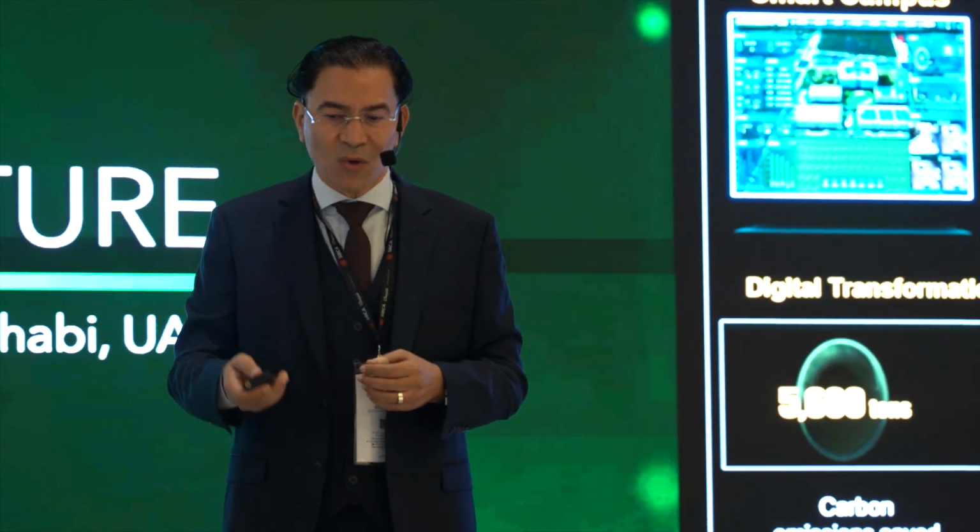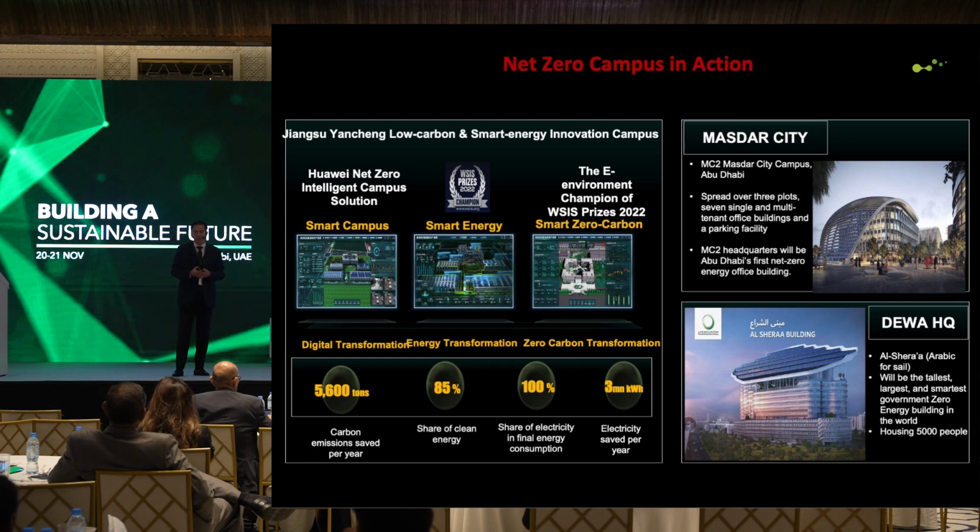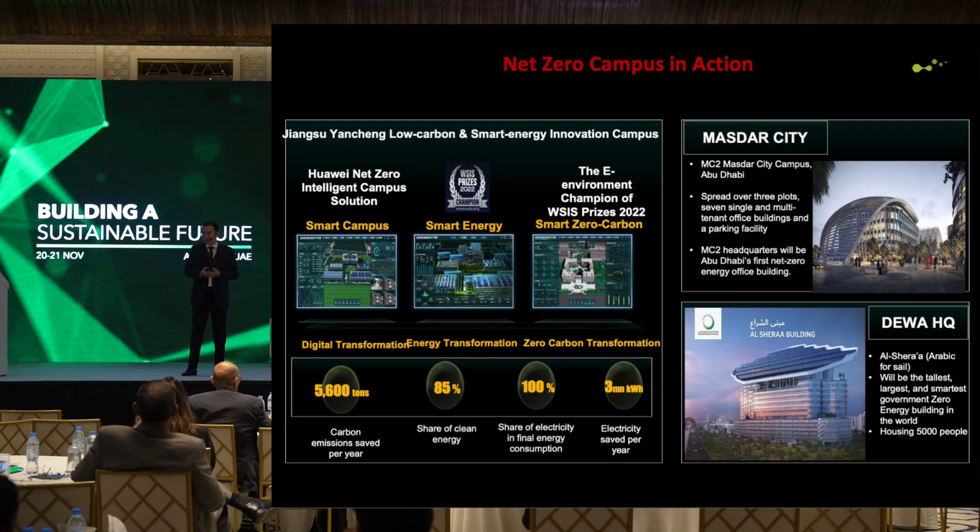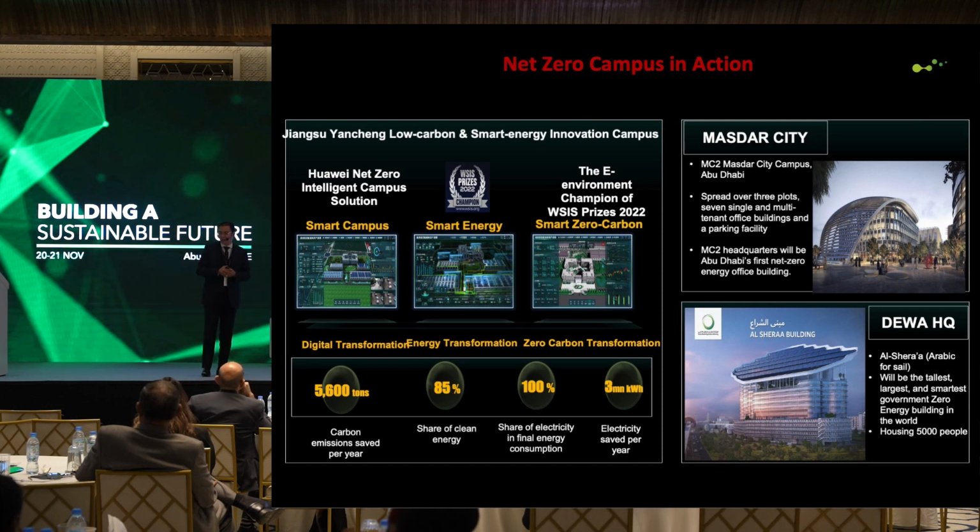These are some references. I start from Abu Dhabi. Masdar MC2 is one of the buildings that will be the first net zero carbon building in the UAE, or in Abu Dhabi. The second one is the Al Shara'a building. This is the DIWA headquarters. That's again a net zero carbon building in the UAE.